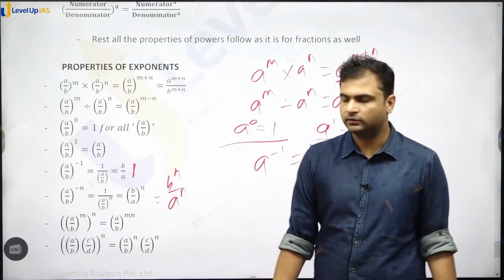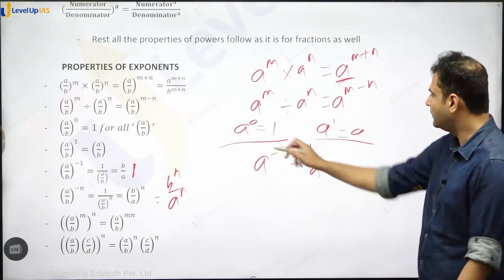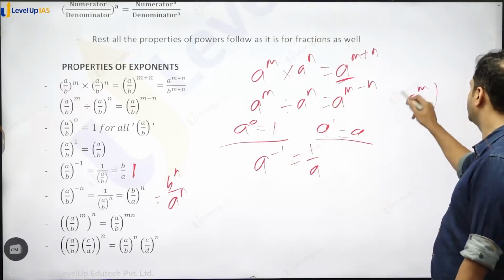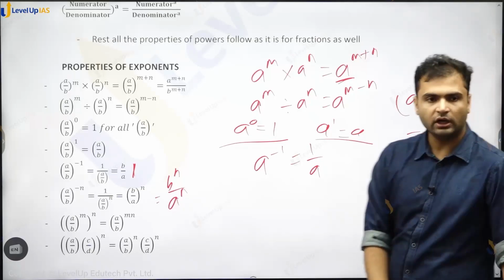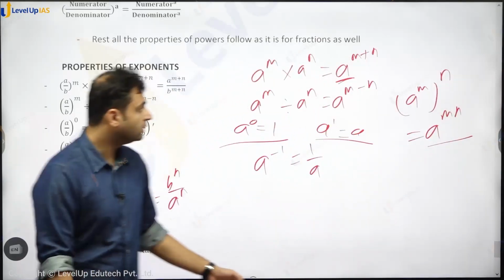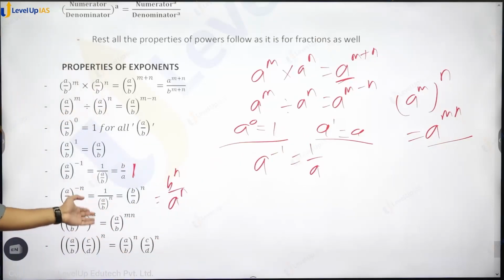ठीक है? Next, a by b raised to m to the power bracket to the power n. ये भी हमने पहले पढ़ा था. a by b raised to m whole raised to n is equal to a by b raised to mn. a raised to m whole raised to n क्या होता था? a raised to mn होता था. Same rule applies here as well. Absolutely no change. Next, multiplication.